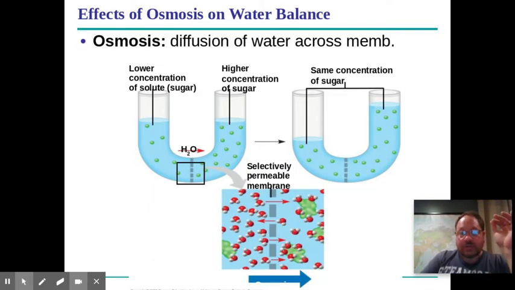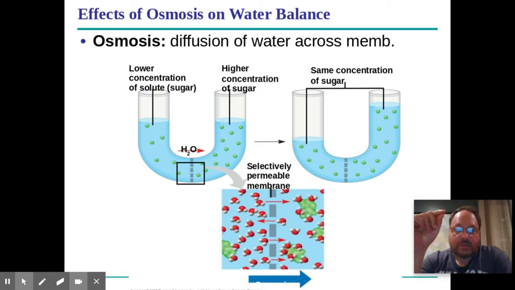Now, osmosis looks specifically at the diffusion of water. Since water is so relevant to life, osmosis looks particularly at what happens with water. Now, this is an interesting example. This is what's called a U-tube. This was the U-tube that I was familiar with long before any sort of internet version of it.